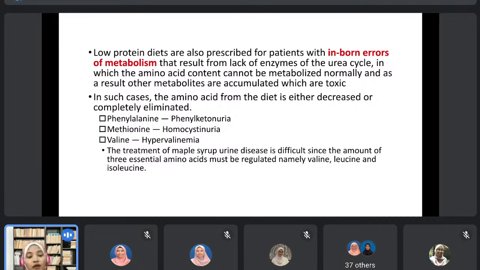For example, patients who have phenylketonuria, yang mana amino acid yang terlibat ada phenylalanine, homocystinuria, hypervalinemia, like the amino acid yang terlibat adalah valine. And then for the treatment of MSUD, maple syrup urine disease, it is quite difficult because the amount of the 3 essential amino acids must be regulated, which are valine, leucine and also isoleucine.